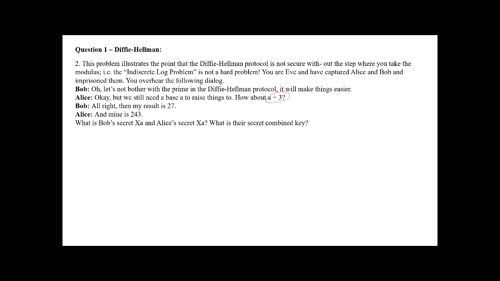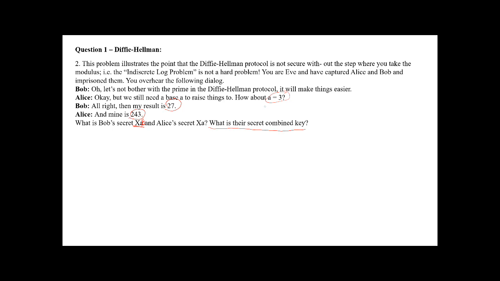Bob says, "All right. Then my result is 27." Alice says, "And mine is 243." What is Bob's secret key, XB, and Alice's secret key, XA? And what is their secret combined key? So we want to get 3 keys here. We want to get Bob's private key, Alice's private key, and their shared secret key, K.